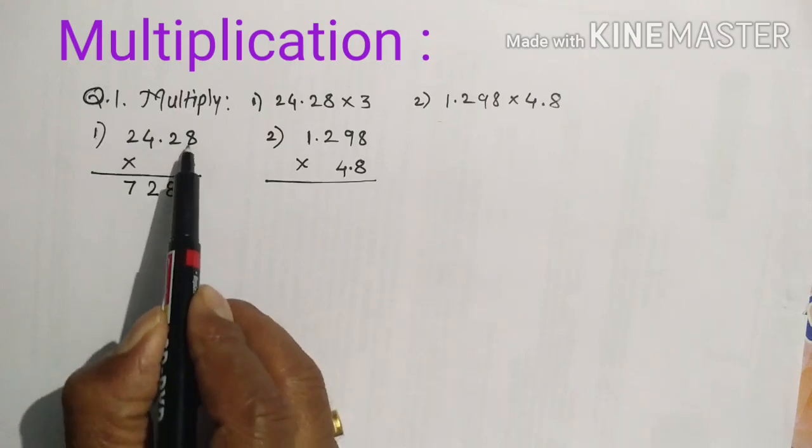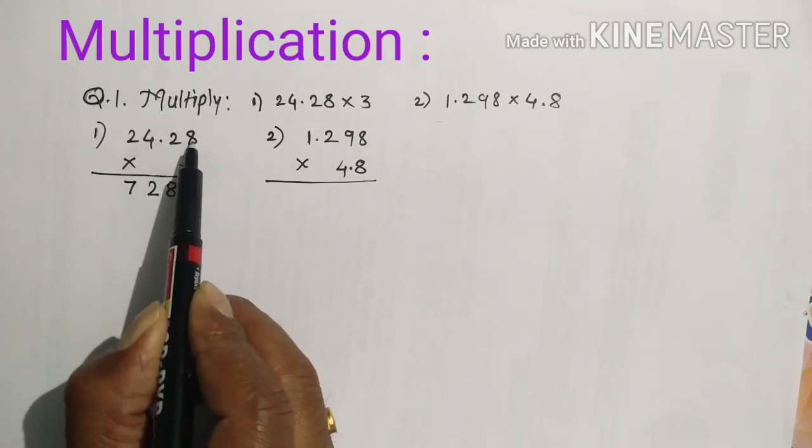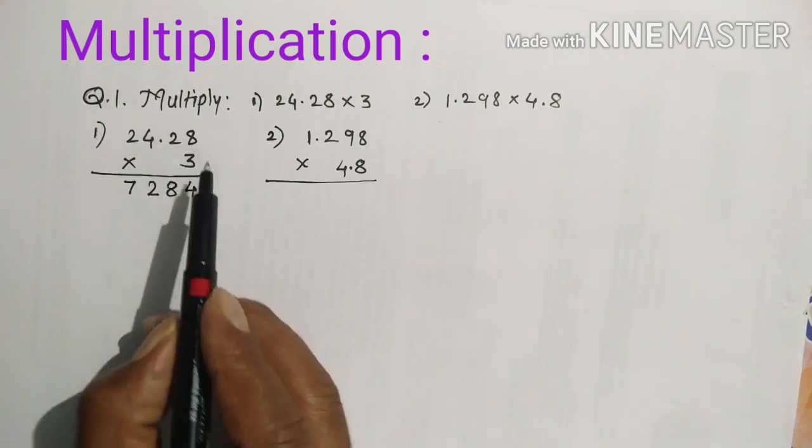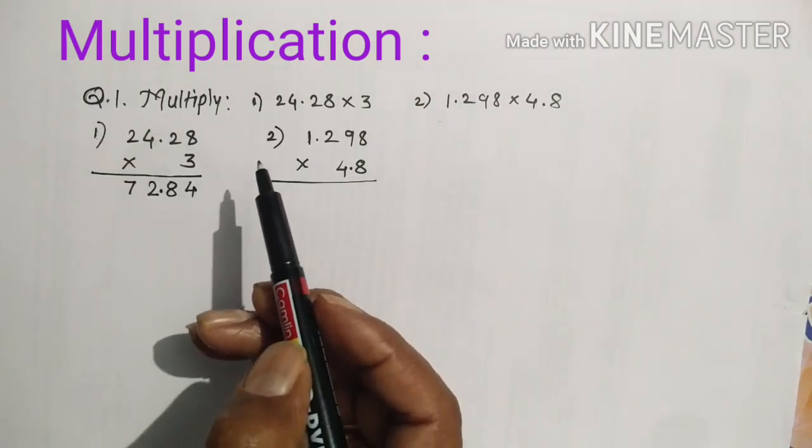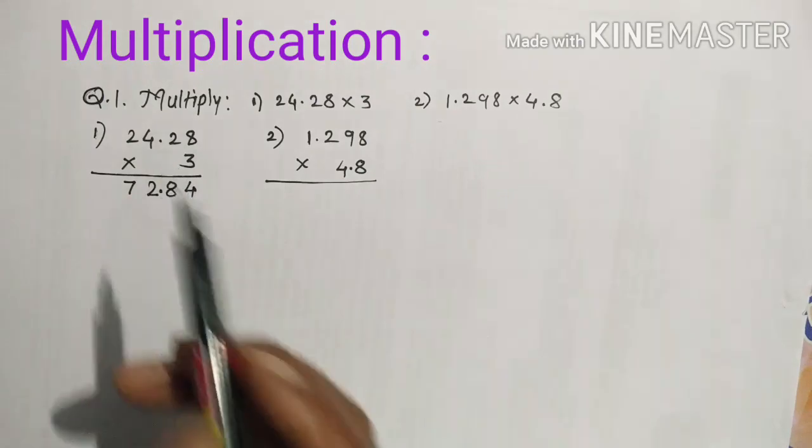Now just count the number of decimal places, because here only one decimal is given, so its decimal places are 1 and 2, which means after two decimal places we have to put the decimal point, and we have to count the decimal places from right to left.